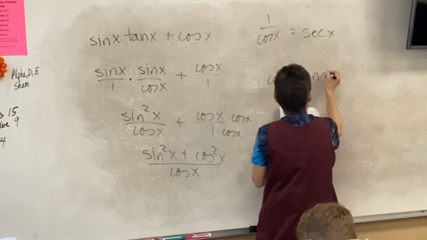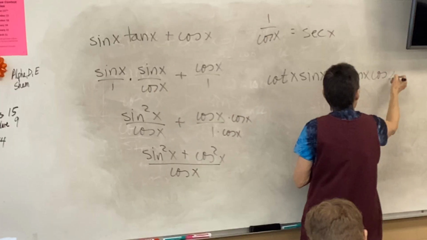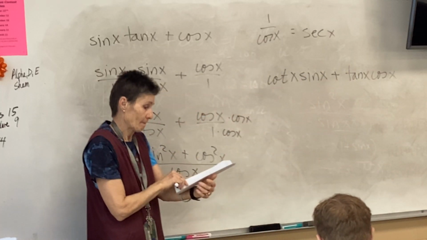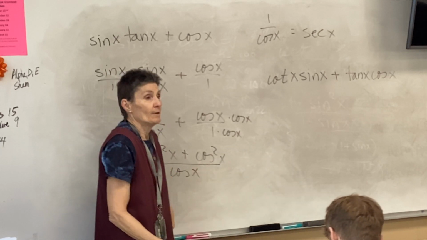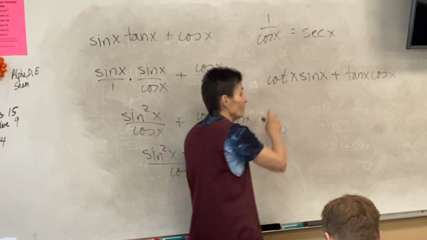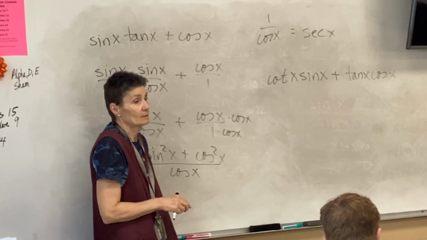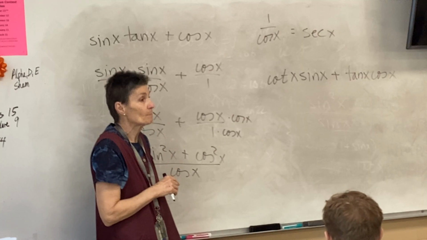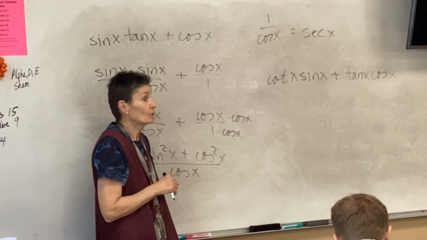All right, looks like number 8 is very similar. Let's try number 8. And let's use the same procedure that we just did. All right? So look at this first part right here. Is cotangent breakdownable? Can we rewrite cotangent? Yep. What is cotangent? Cosine over sine.